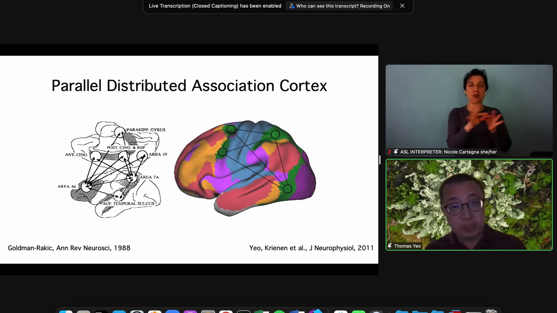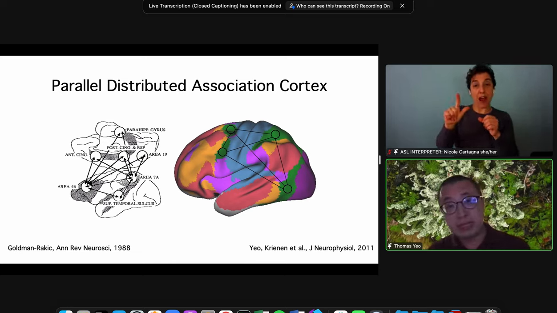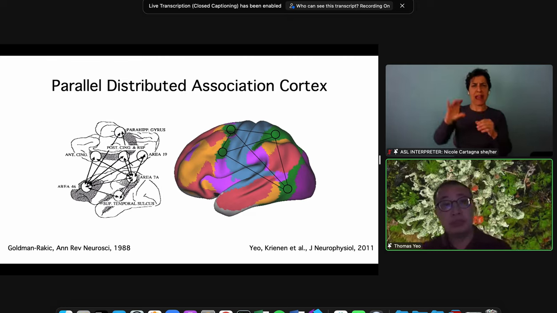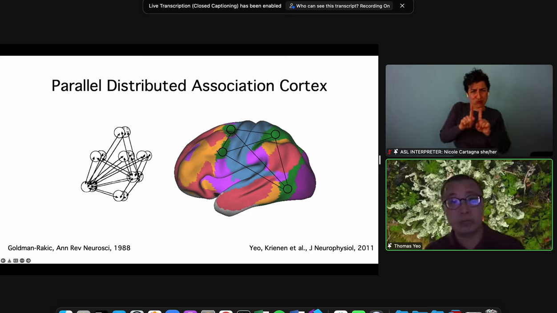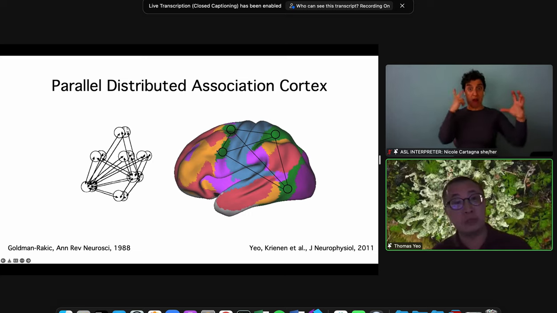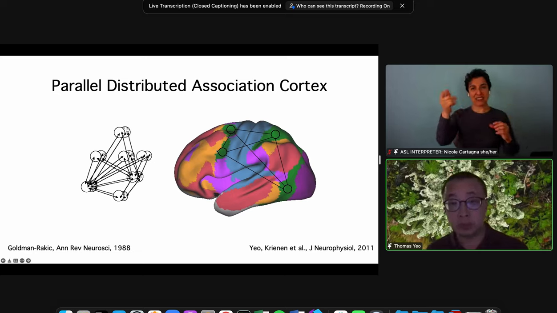So there are two key features to this organization. First, each association network comprises brain areas in the parietal, temporal, prefrontal, and cortical midline, and these regions are densely interconnected. The second key feature is that these are densely connected networks that exist adjacent to each other. And indeed, in our data, we observe this interdigitation of network components throughout the association cortex.